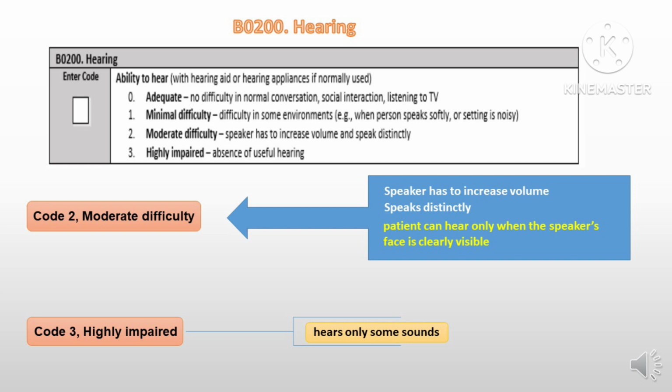Code 3, highly impaired, absence of useful hearing. The patient hears only some sounds and frequently fails to respond even when the speaker adjusts tonal quality, speaks distinctly, or is positioned face to face. There is no comprehension of conversational speech, even when the speaker makes maximum adjustments.